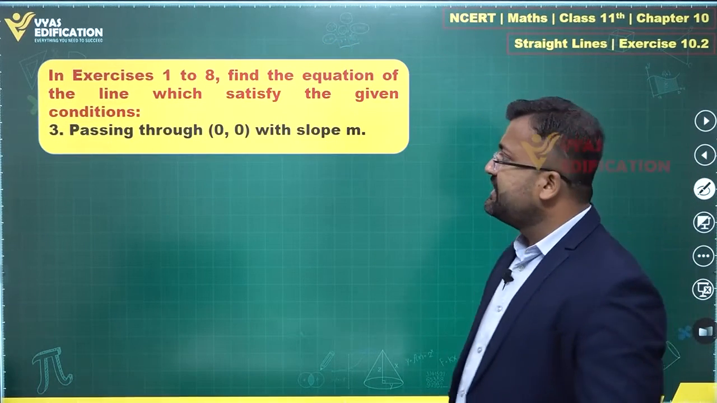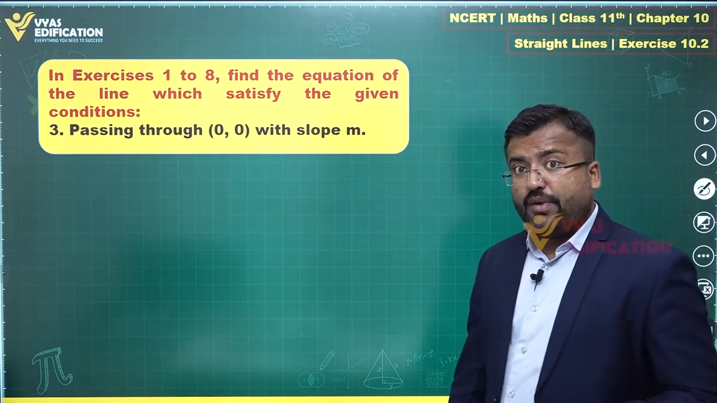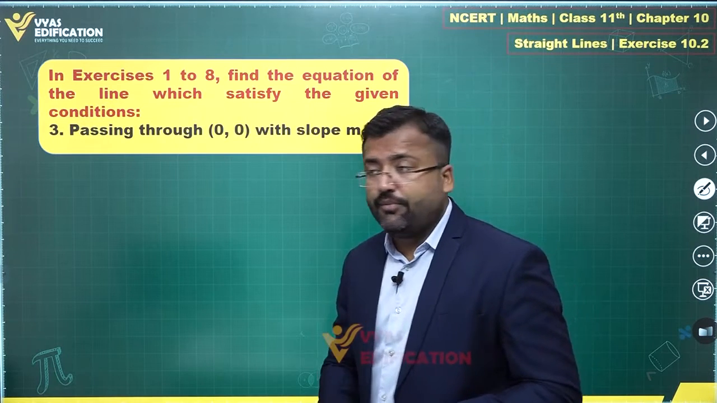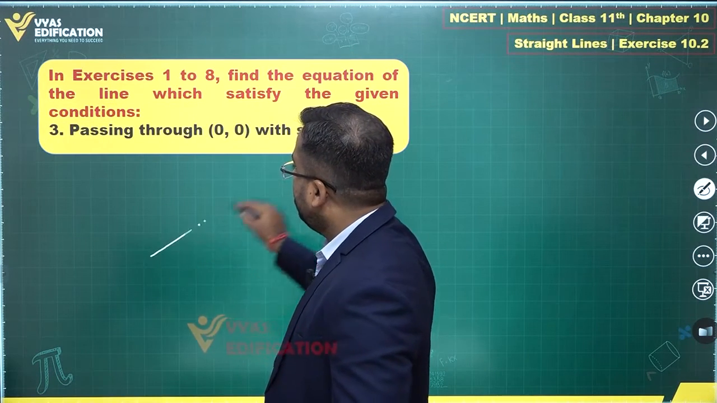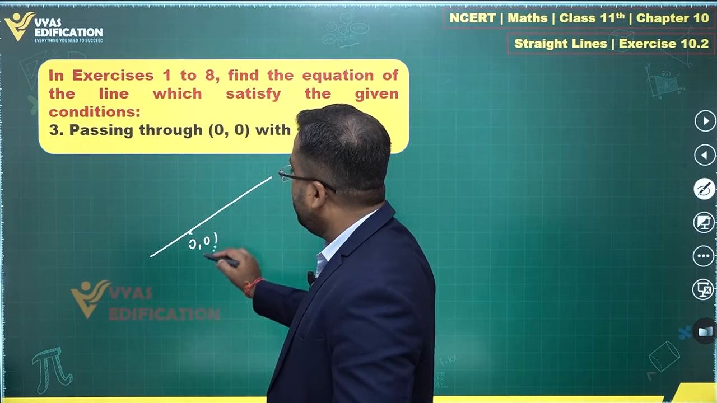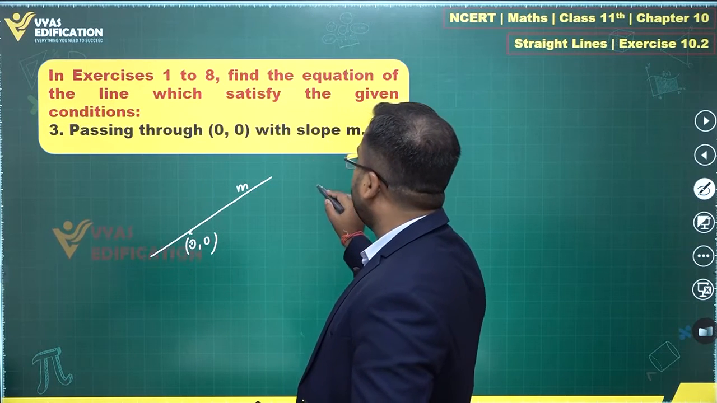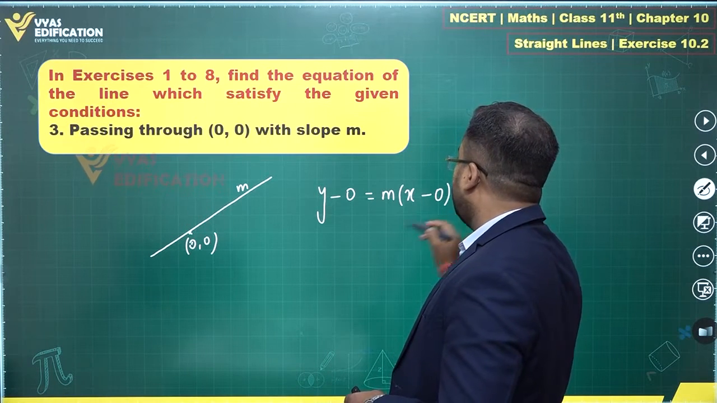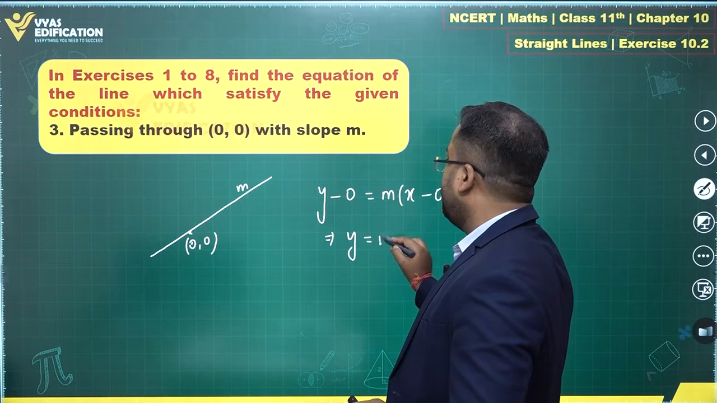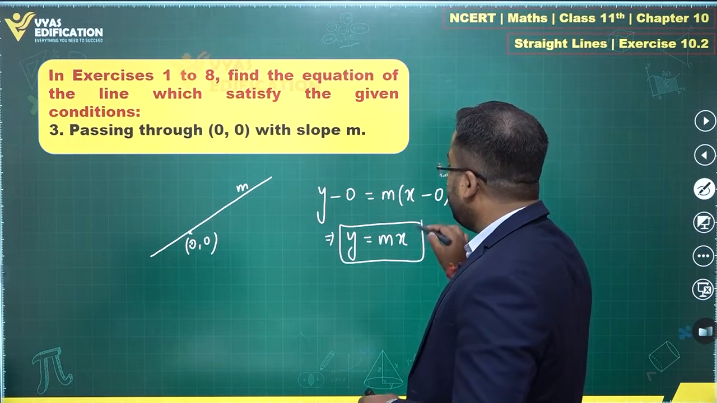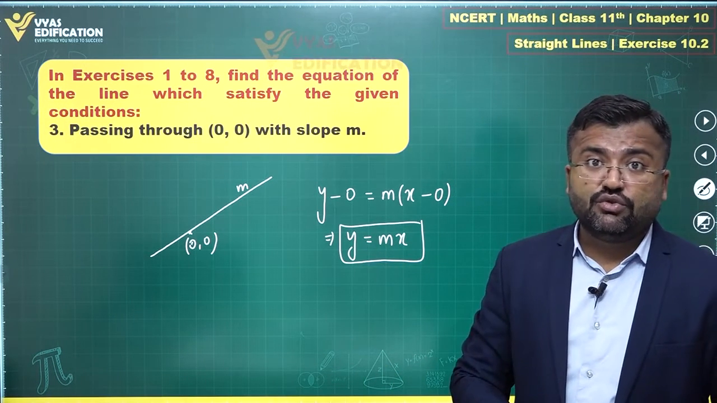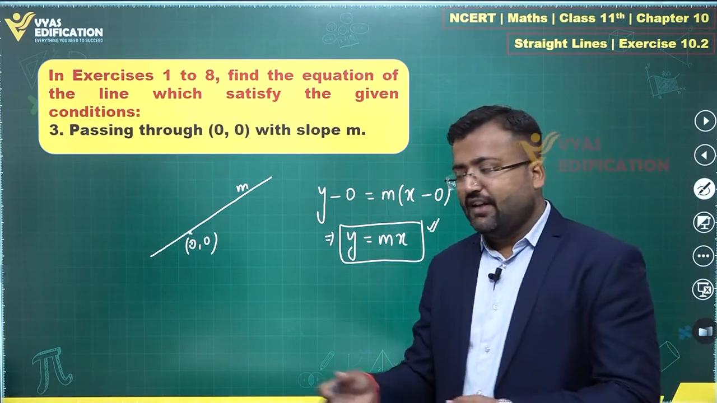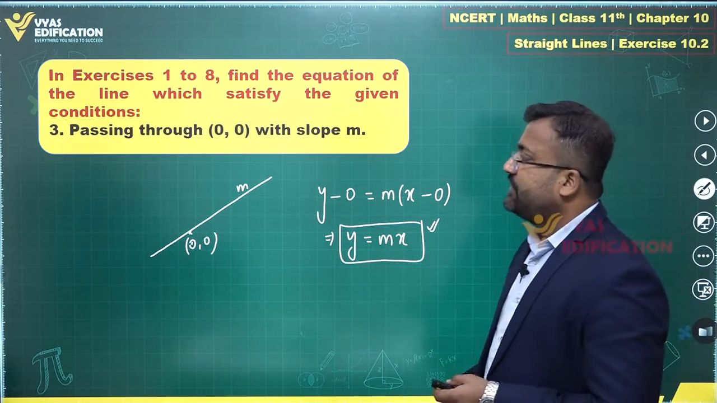The third question says passing through 0 comma 0 with slope m. So again you are given a particular point and you are given some slope. So for 0 comma 0 and having slope m, the equation will be y minus y1 is equal to m times x minus x1, which is actually equal to y is equal to mx. So any line passing through origin will be of this particular form, y is equal to mx. Take care of that and you're good to go for this question, right?